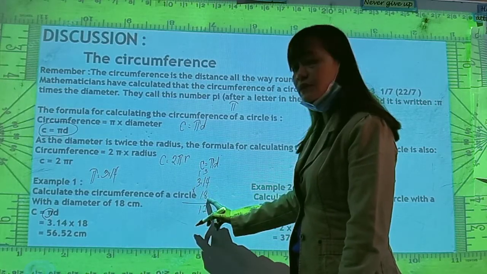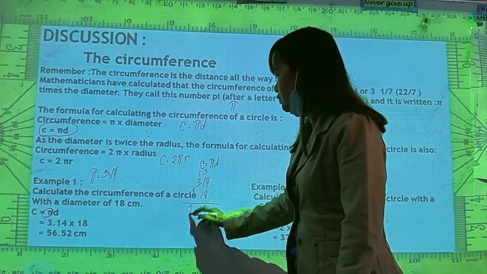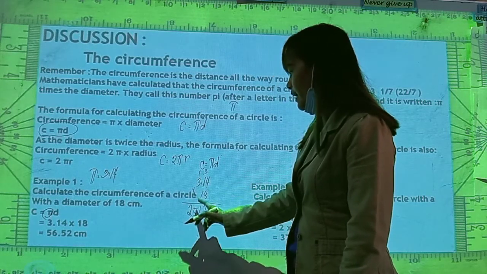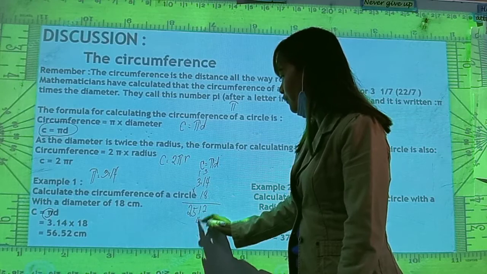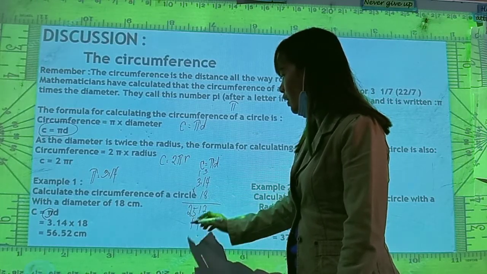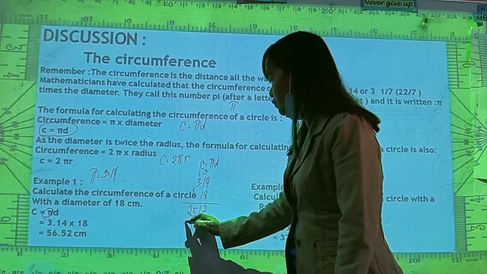3 times 8 is 24. 24 plus 1 is 25. Okay, next. 1 times 4 is equal to 4. 1 times 1 is 1. 1 times 3 is equal to 3.